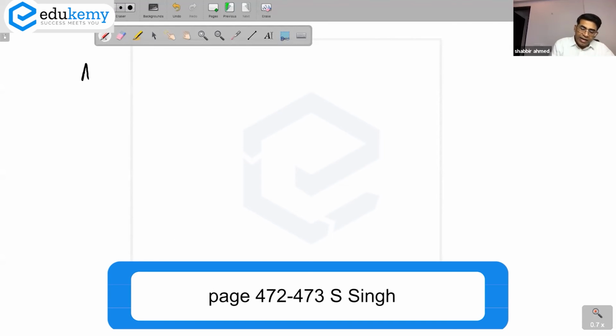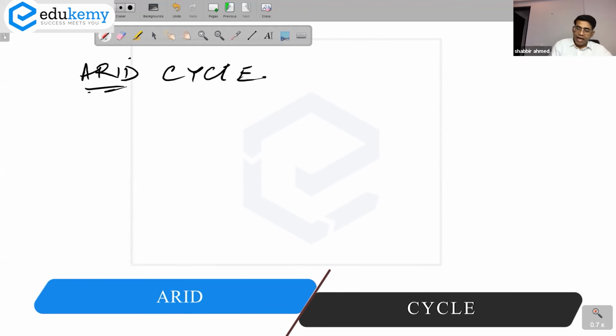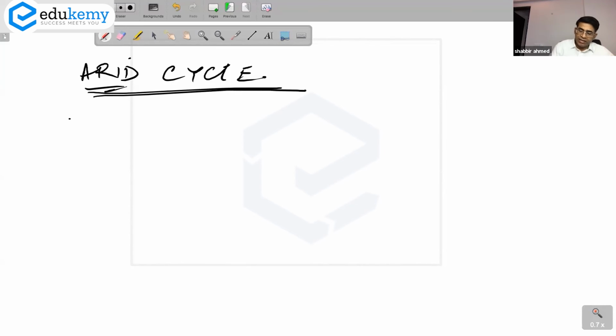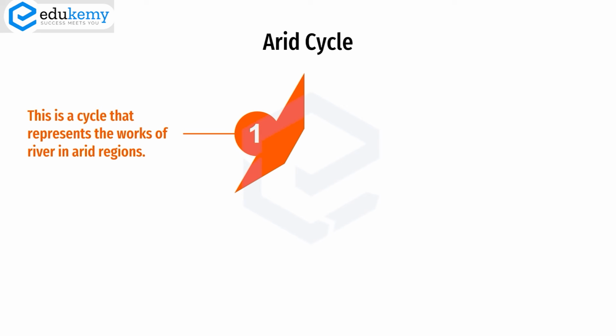Now, arid cycle, I will not discuss much. They have asked once already. I will discuss the savanna cycle. But arid cycle, just to tell this to you, this is a cycle that represents the work of rivers in arid regions. This is not the work of winds. Arid cycle is about the work of river in arid regions.